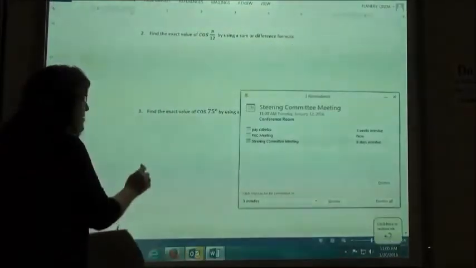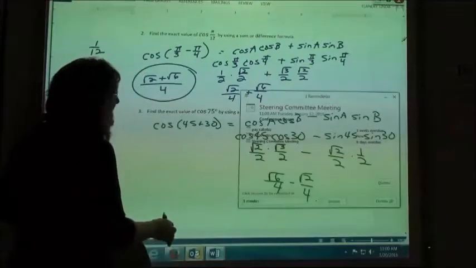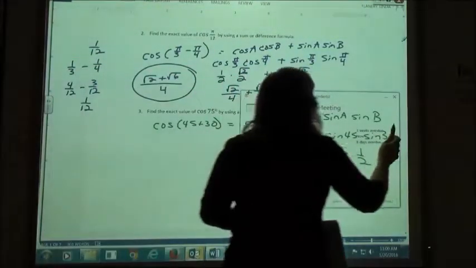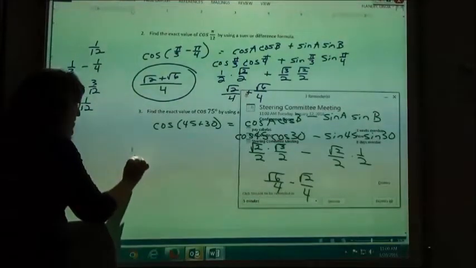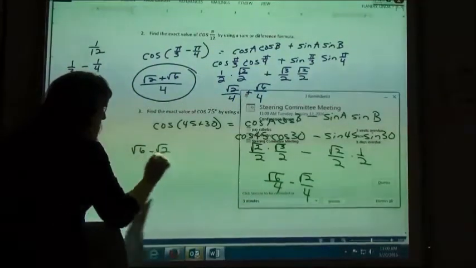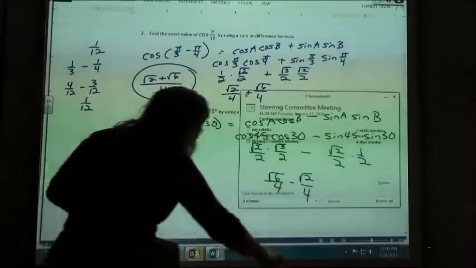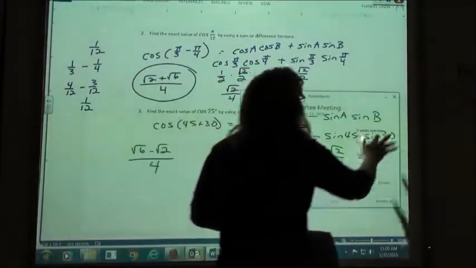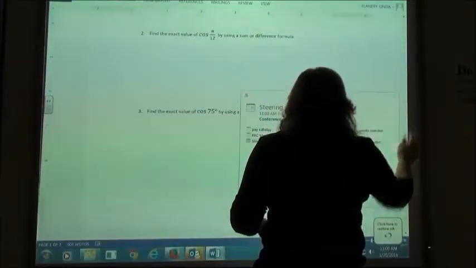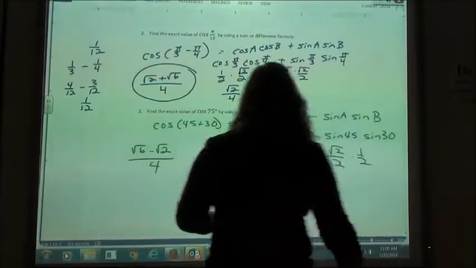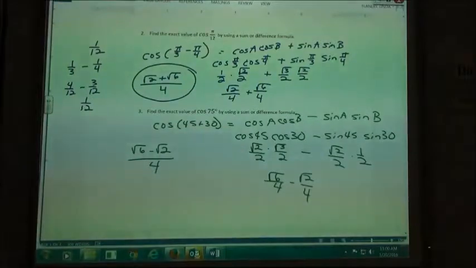So our answer, whoa, that was crazy. I'm just going to leave that there for a minute. We have the square root of 6 minus the square root of 2 all over 4. See if I click that, nope, it wants to close my ink. There it is, got rid of that little message.